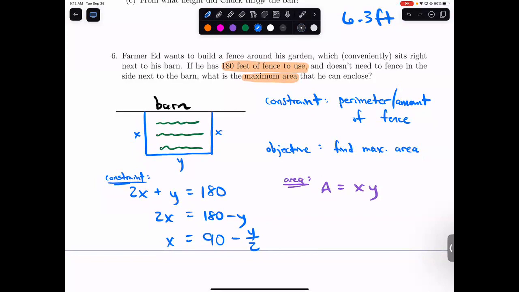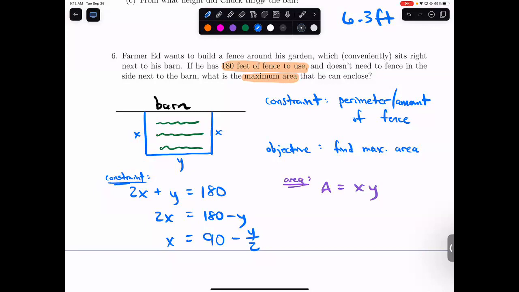2x plus y equals 180. So y is 180 minus 2x. Either of those works, right? Solve for one or the other. This is x in terms of y. This is y in terms of x.